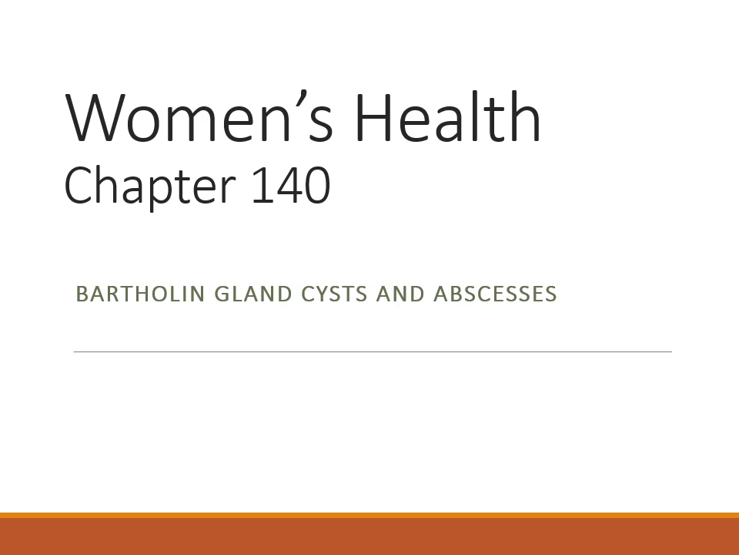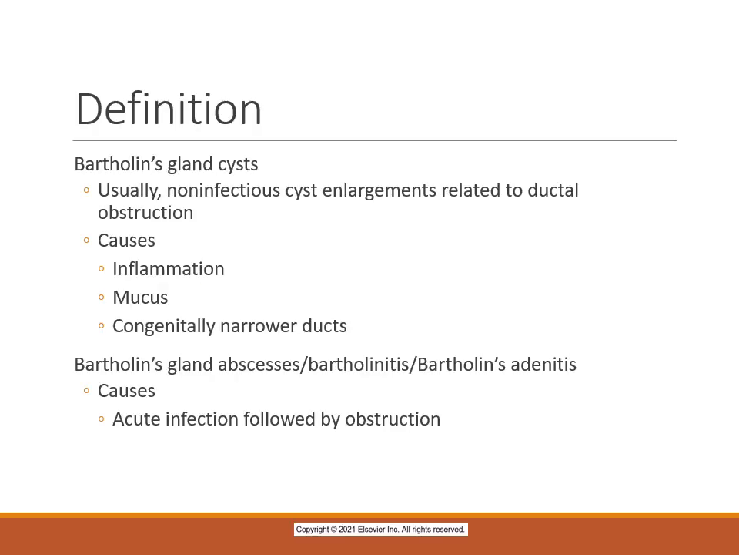Bartholin gland abscesses are a result of acute infection followed by obstruction. You see them most often in women of reproductive years, and they will seek treatment. The definition is that it's usually a non-infectious cyst, enlarged related to that ductal obstruction I spoke about. The mucus, inflammation, or narrowing causes malfunction of the gland itself.